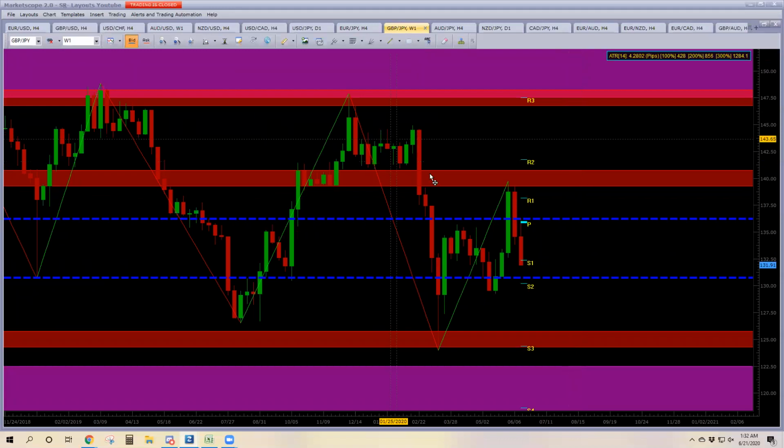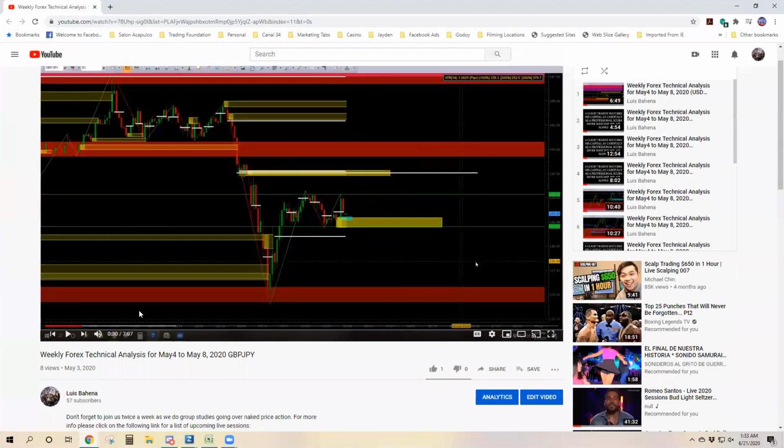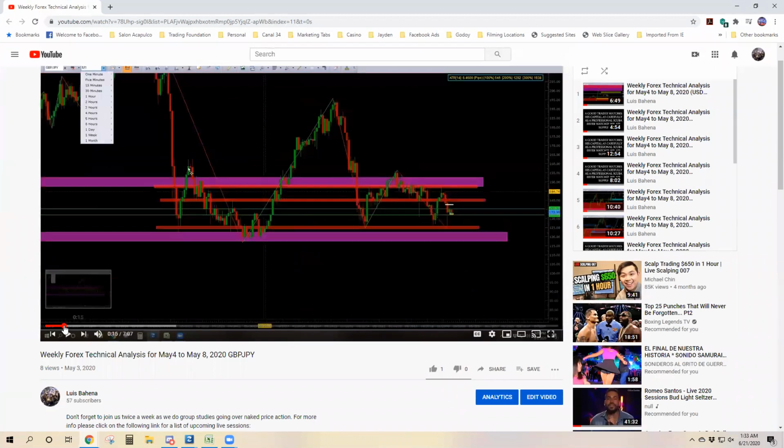Okay, remember these lines or these areas. I didn't just do them today. These zones have been there for the last 3 months, and I'm now going to show you a video that I recorded back on May 3rd on how we really have to pay attention.